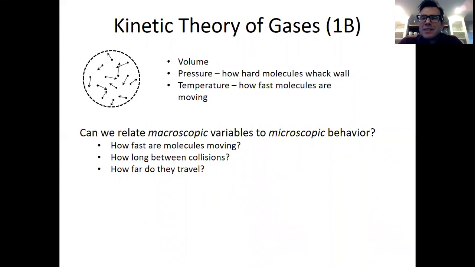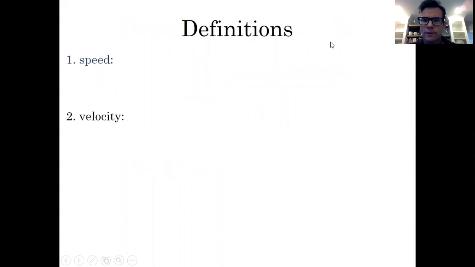Kinetic theory of gases is a technique that allows us to answer these types of questions that connect molecular behavior with the macroscopic variables that we actually measure. All right, to start, I need to have some definitions.